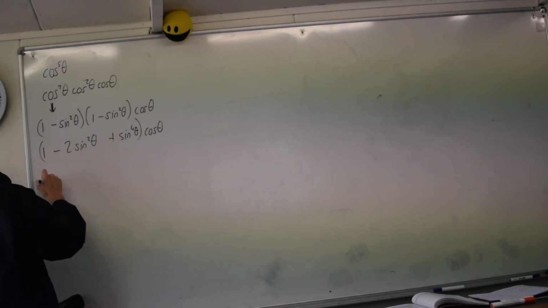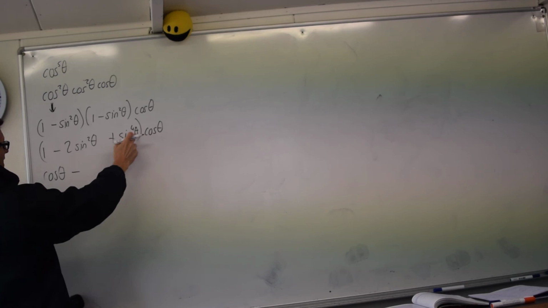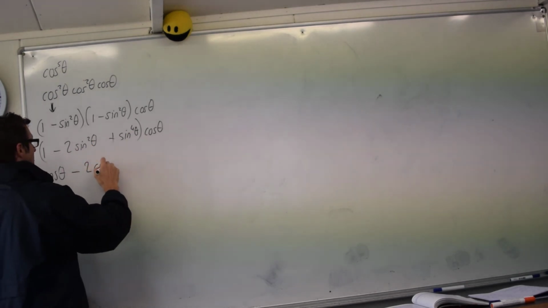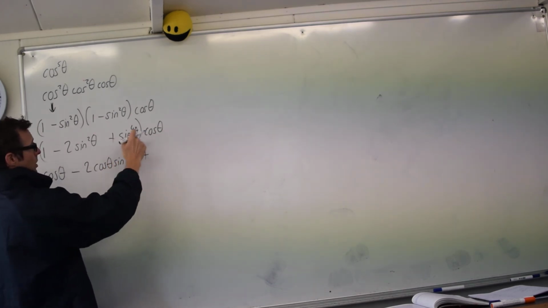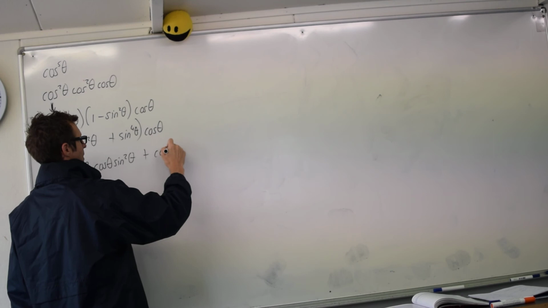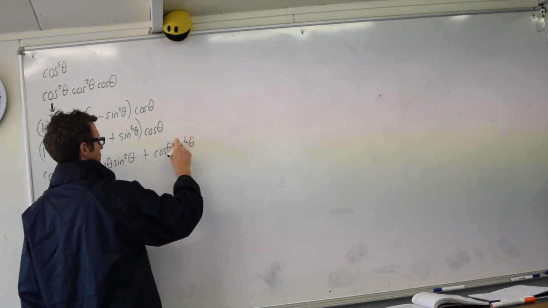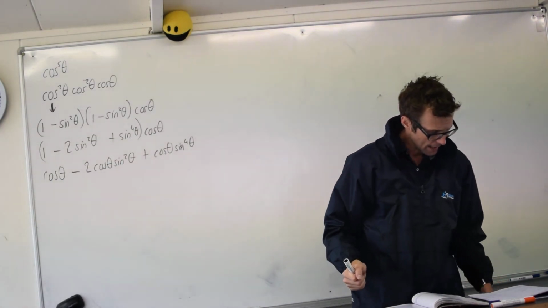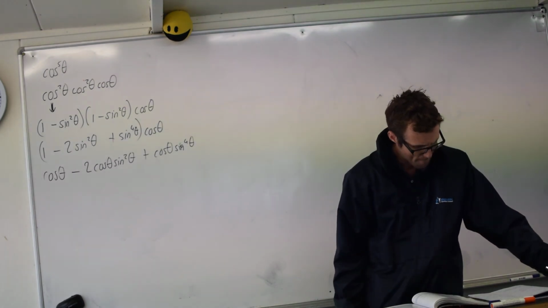And hopefully now you can see that we're actually going to get what we need. This times this, so we've got our cosine theta. I think that's the first term in the textbook. Then we're going to times this by this, so it's going to be minus 2 cosine theta sine squared theta. And this one will be cosine theta sine theta to the power of 4. Use my easy writing. So that's how we do that one. Let me try maybe one more.